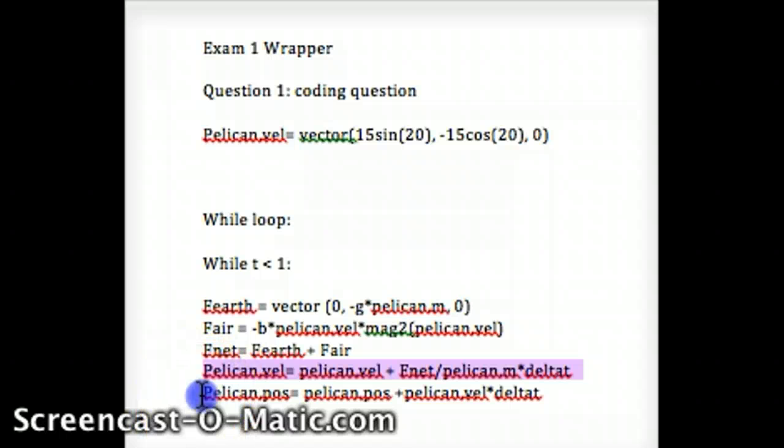And then below that, pelican.pos equals pelican.pos plus the pelican.vel that we defined in the equation above times delta t. And that's how you solve this problem.